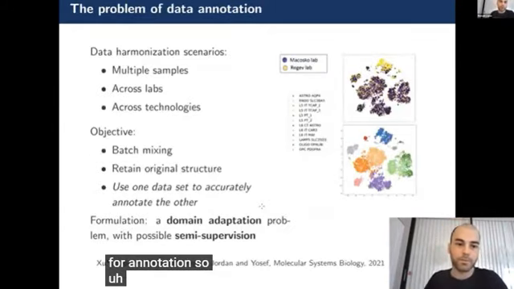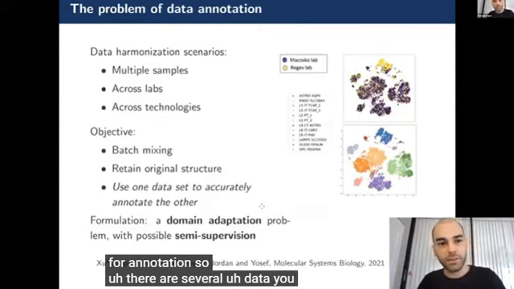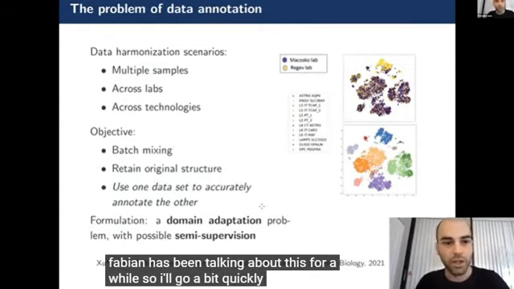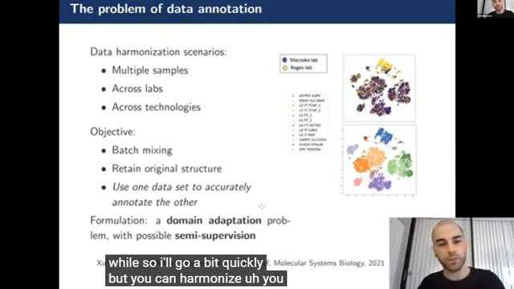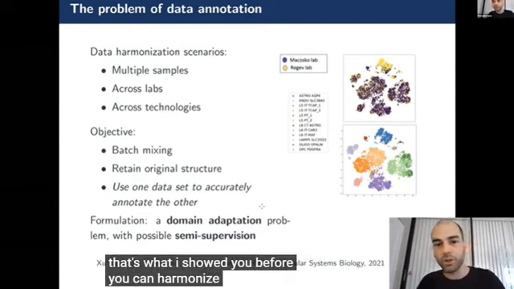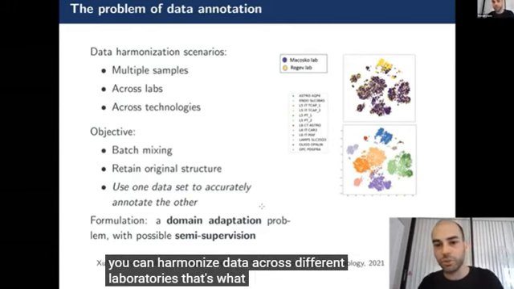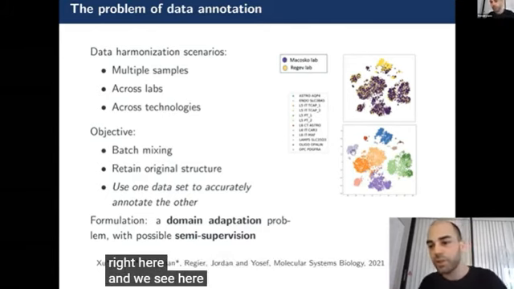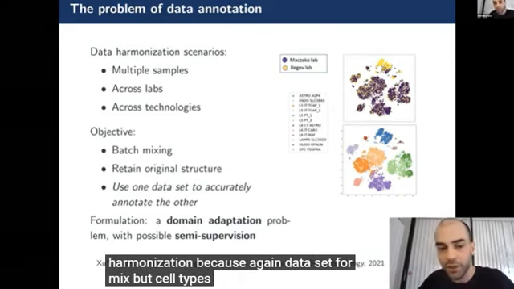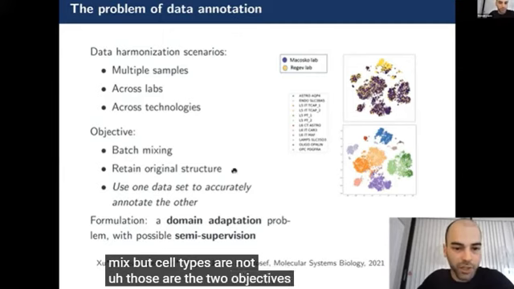So there are several data harmonization scenarios, and I guess Fabian has been talking about this for a while, so I'll go a bit quickly. But you can harmonize multiple samples from the same lab. That's what I showed you before. You can harmonize data across different laboratories. That's what we see on the right here. And we see here it's a successful harmonization because again, data sets are mixed, but cell types are not. Those are the two objectives.